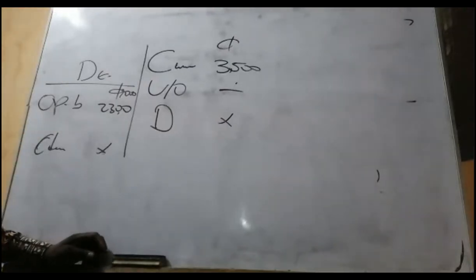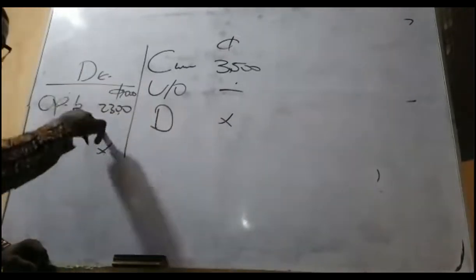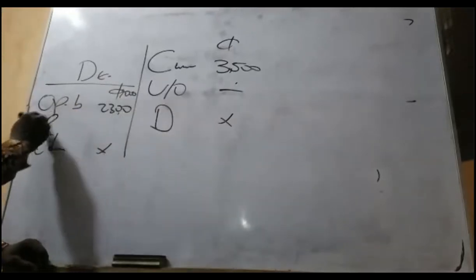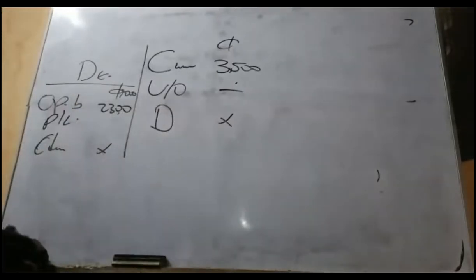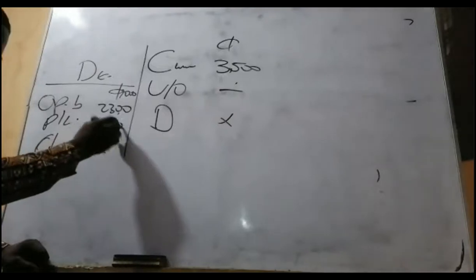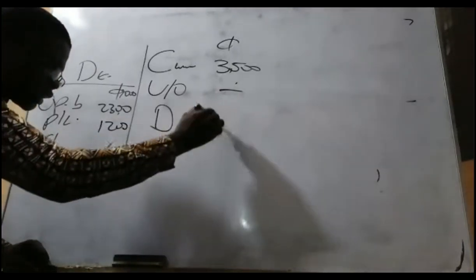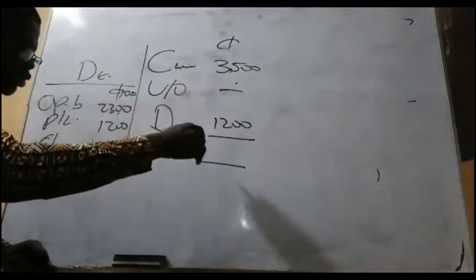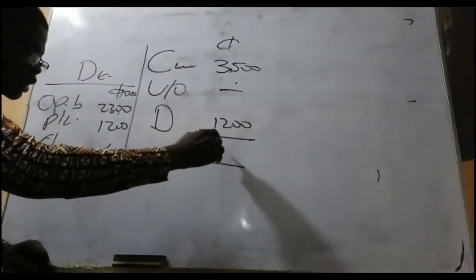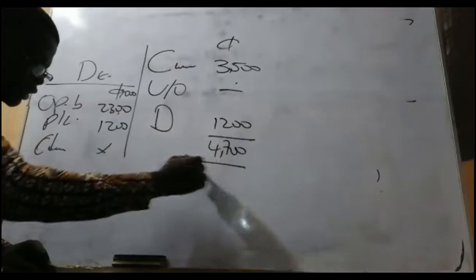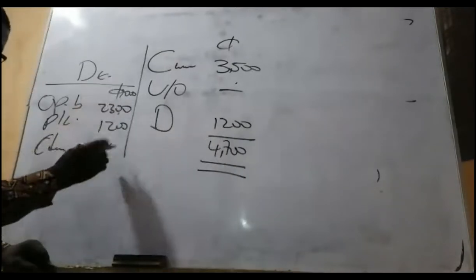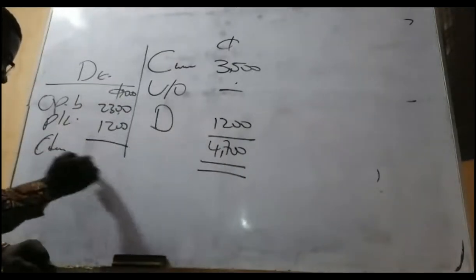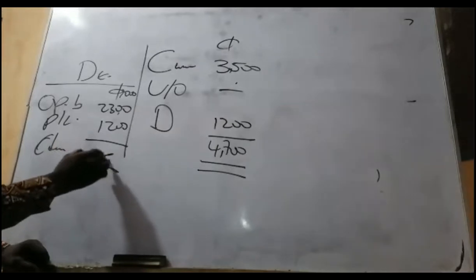We always transfer that one to the P&L. So that means in this question, they've already given you what goes to the P&L to be 1,200. I can record it here, 1,200. We are done. Sum all this up, you get 4,700. Perfect. Sum all this up to get a closing balance. That'll give us 3,500.